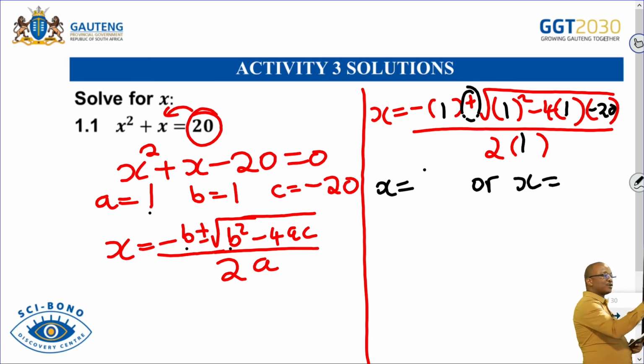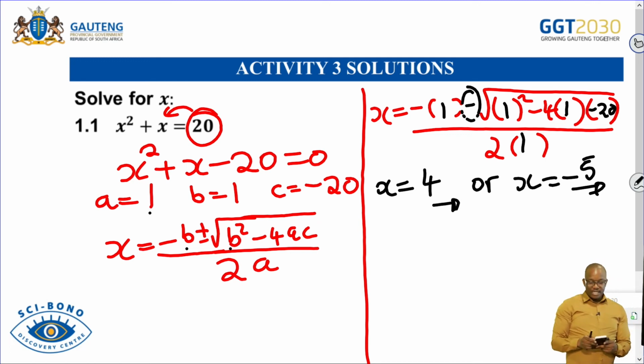The first answer that you're going to get is positive 4. Then you go to the middle here. Now you remove positive, you put negative, with your calculator. Then the other one is going to be -5.